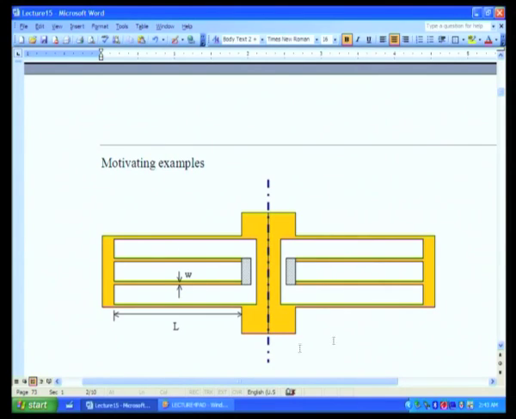Okay, coming back to this example, when we have a mass with 8 beams connected in this fashion, whenever there is a force applied, we would like to know how much displacement this body undergoes. So, for that we need to study the elastic deformation of these beam like structures.